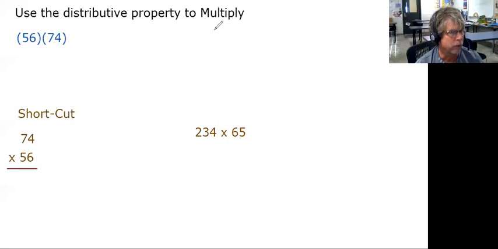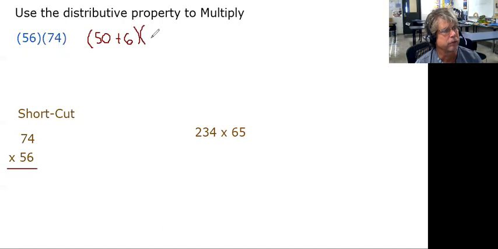So let's look at one more example using the distributive property to multiply. So 56 times 74. Again, distributive property means I have to have addition present. So the 56, I'm going to change into addition to make it easier. So it's going to be 50 plus 6. Again, you can use any numbers you want. I just like to use place value. It just has to add up to 56.